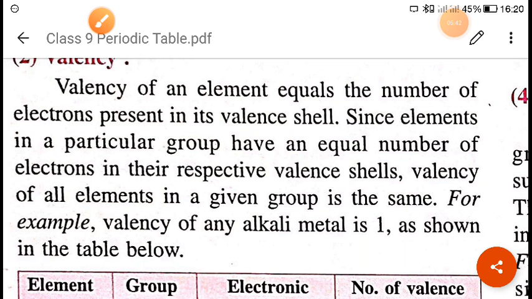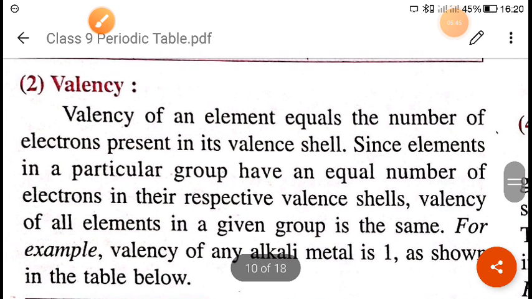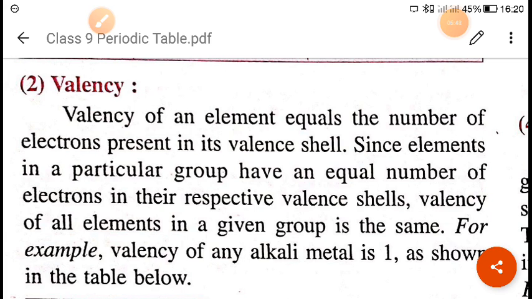So what does it mean? It has been told that the valency of an element is equal to the number of electrons present in the valence shell. This means the valency will depend on the number of electrons present in the valence shell, or the outermost shell. The number of electrons present in the valence shell will decide the valency of an element, right? Some elements will have the same number of electrons in their valence shell, so those elements will show the same valency.